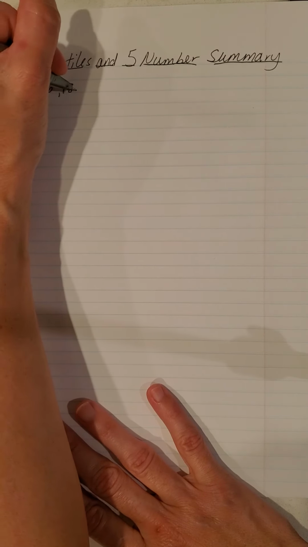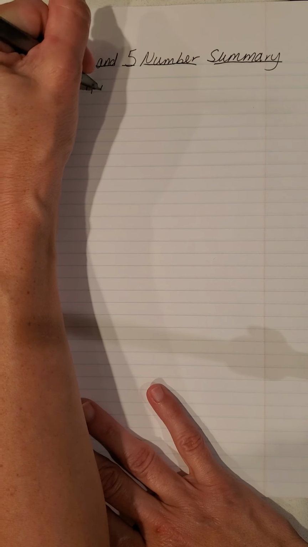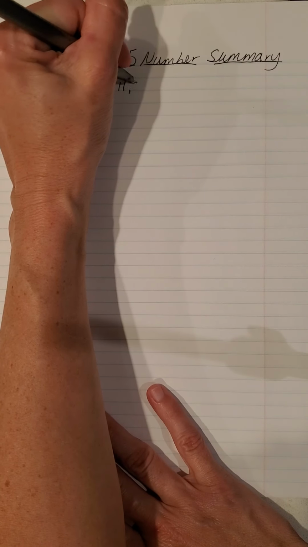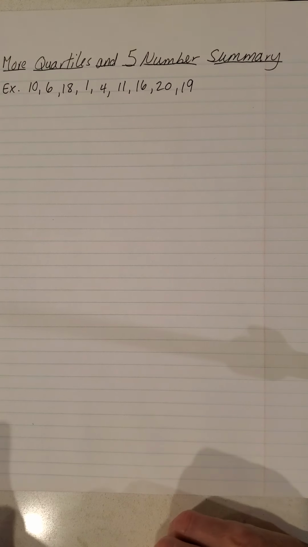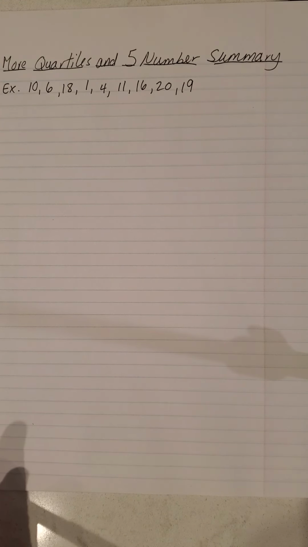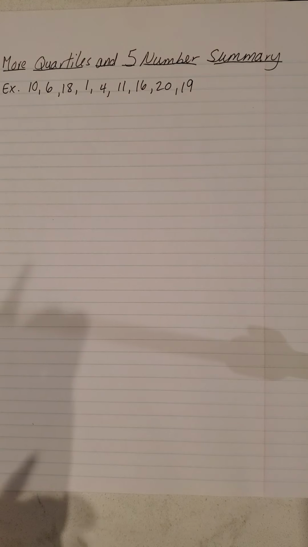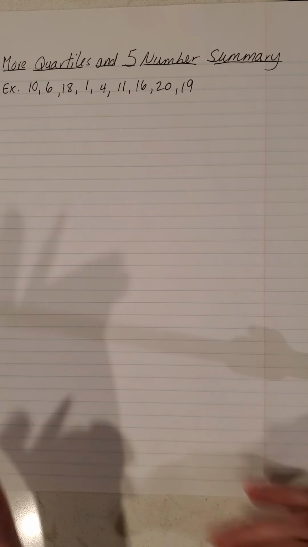And so I'm going to start with an example, and I'm just going to list a bunch of numbers: 10, 6, 18, 1, 4, 11, 16, 20, and 19. And for those of you that did not watch the last video or do the practice, this will also explain how to do it because it's the same thing again.